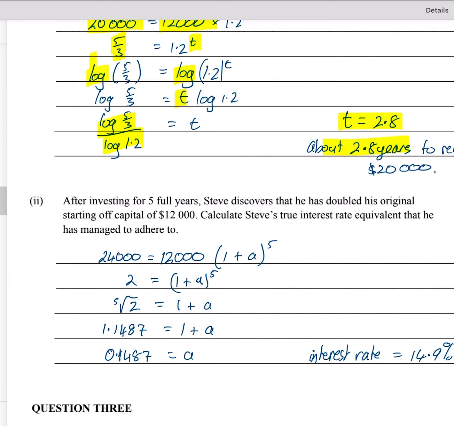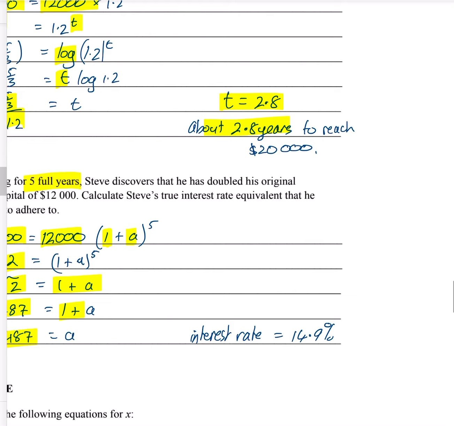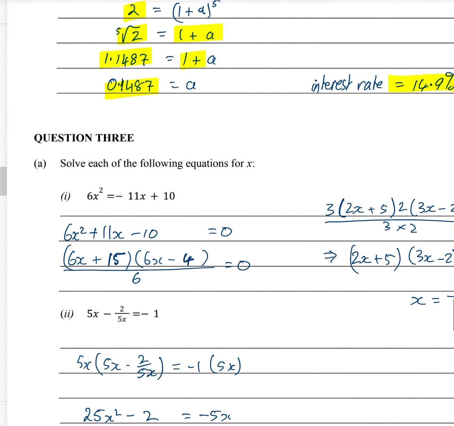For the next one, for 5 years, we've got double, so it's going to be 24,000, 12,000, that's 2. The interest rate is 100% plus your interest rate, so split that up. Then we find the fifth root of both sides, subtract 1, and you get 0.1487 as A, so the interest rate is about 14.9%.